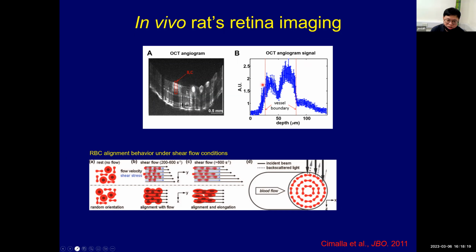OCT signal. As you can see, there is this hourglass shape because at the vessel wall the blood is aligned to reflect the light better. But in the center of the vessel, the blood cells are not so aligned with each other, so they are not so reflective. This is why you see a drop in the OCT signal. This is quite interesting, and you may also observe it in some studies using OCT.